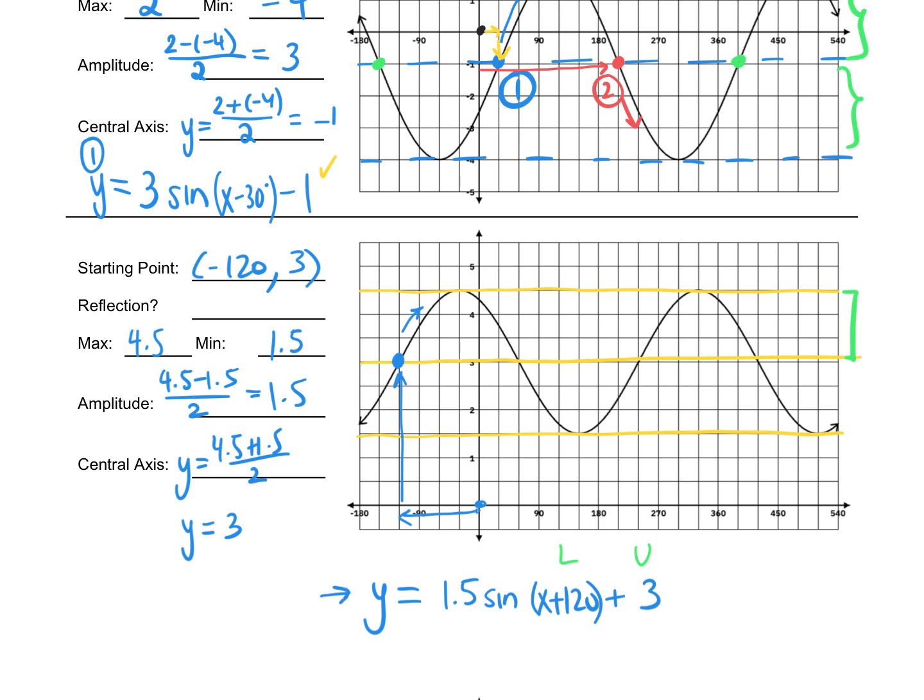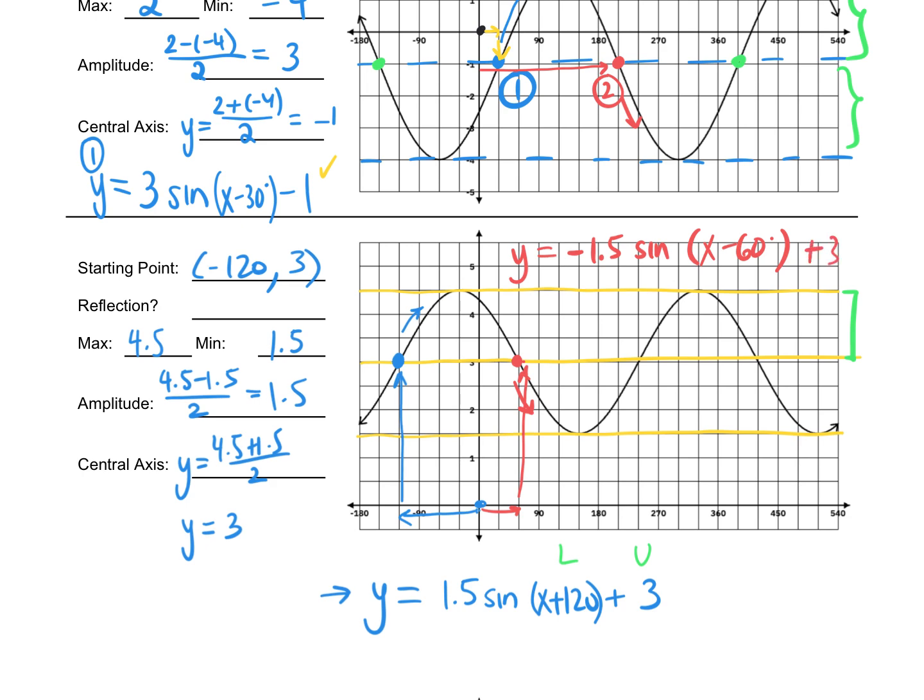But let me come up with one more. I'm going to use this point. This time, we're heading down to the minimum, which means there's a reflection. The amplitude has not changed. My shift, well, now we're going to the right 60 and then up 3. So right 60 means x minus 60, and then the plus 3. And that's it for finding equations.